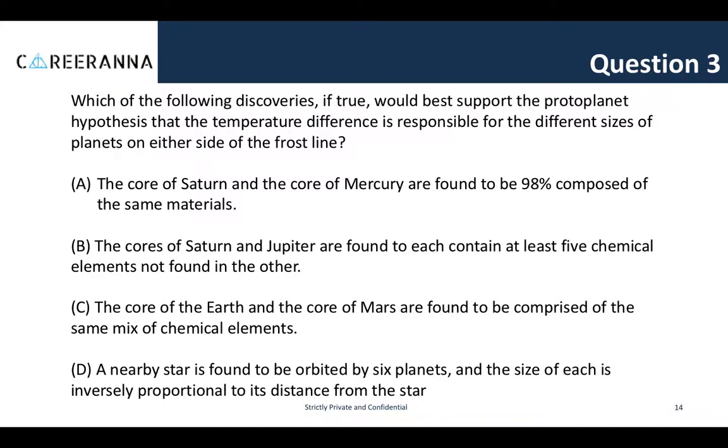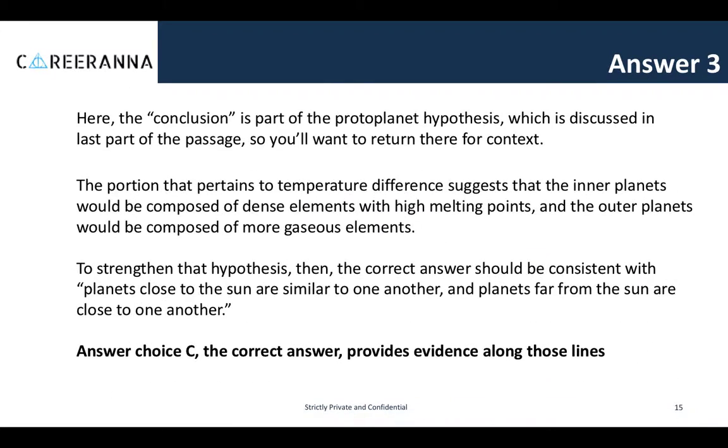is option number C, and hence option number C is my correct answer when it comes to question number 3. And that easy was it. I just needed to identify the line: planets close to the sun are similar to one another and the planets far from the sun are close to one another. As simple as this identification in the last part of the passage, and I was through with my answer.